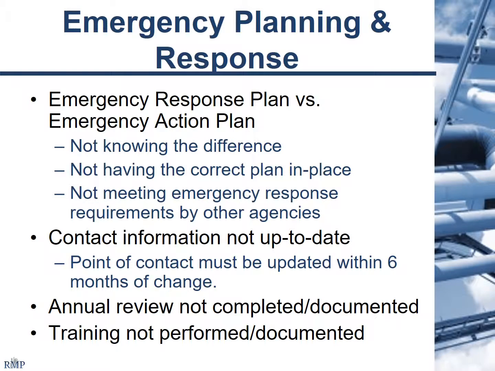They understand your site. They know where things are. They understand the hazards and where the king valve and the emergency shutoff are. That's all essential. The contact information for these plans should always be kept up to date. It's actually stated that the point of contact should be updated within 6 months of any change. There should be an annual review and certification on the emergency plan, and training on that plan should also be done.